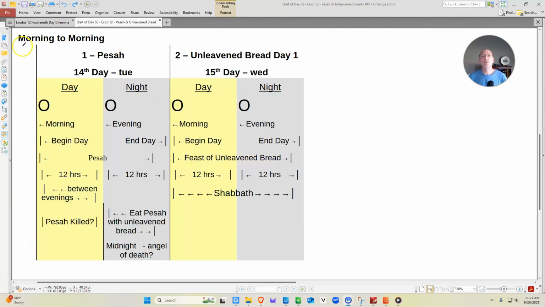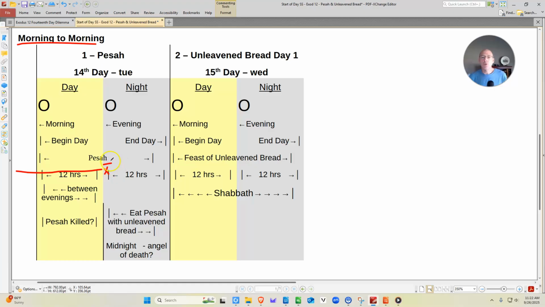Okay, so here's an illustration of a morning to morning, which would be a sunrise to sunrise construct of the Hebrew calendar day. So you would have been instructed to keep the Passover lamb until day 14. So you're keeping the Passover lamb, and then the instruction in 12:6 is that on day 14 at evening or twilight, it makes no difference, in the middle of day 14, we are instructed to kill that lamb.